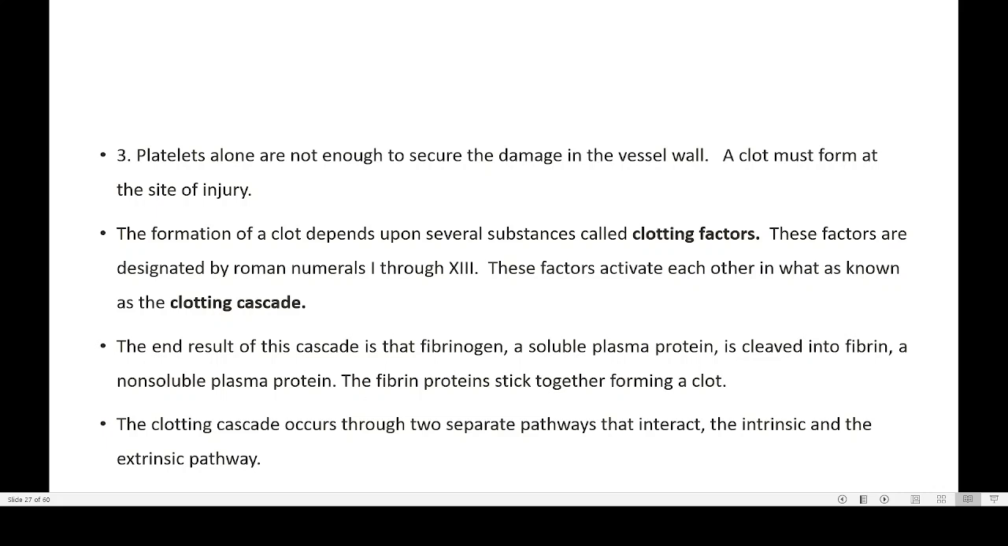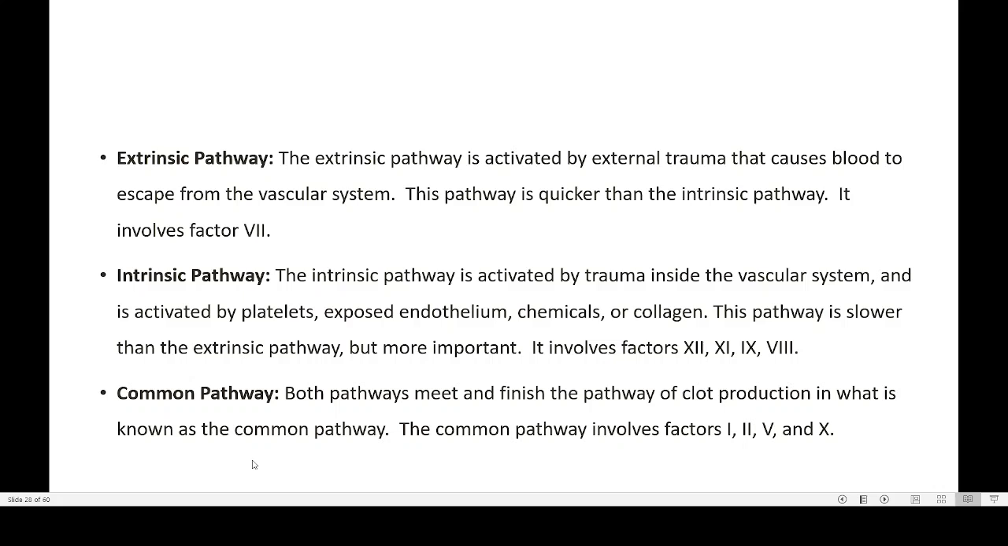Now, for this conversion of fibrinogen into fibrin, there are two mechanisms, or we call them pathways. One pathway is known by the name intrinsic pathway. Another pathway is known by the name extrinsic pathway. That is what we are now discussing: extrinsic pathway and intrinsic pathway.